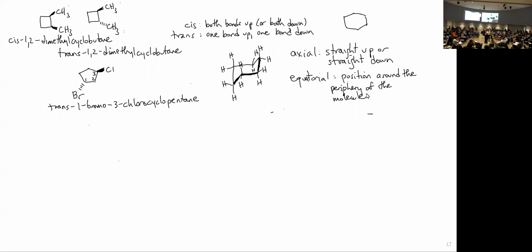If you have to deal with cis and trans, it's the same as before. Cis means both up or both down, and trans means one up, one down. And we'll get to cis and trans alkenes in a little while.